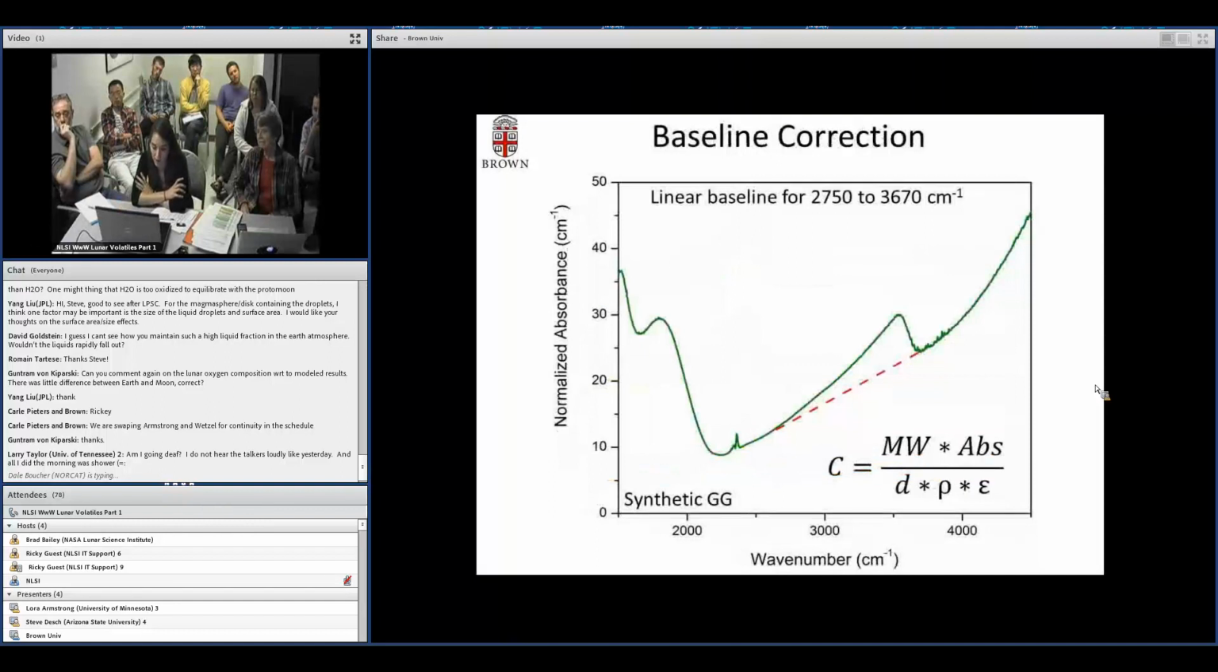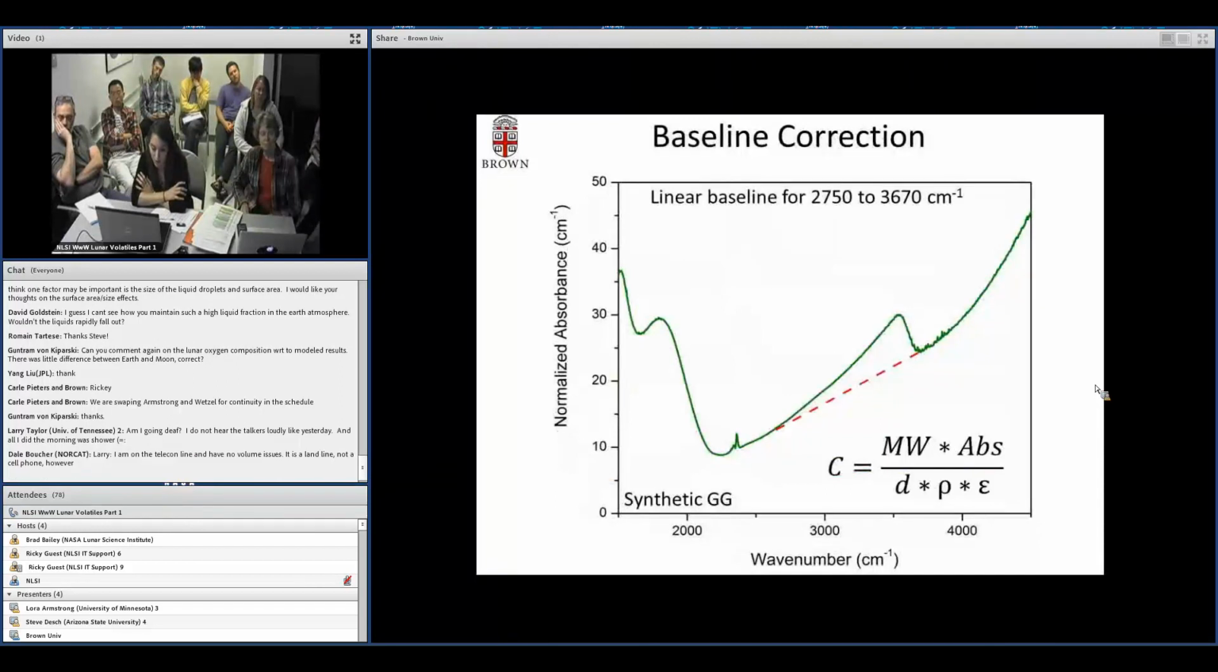So in order to tease out this water peak, what we'll need to do is do some sort of baseline correction. In order to do this, we looked through all of our experimental green, yellow, and orange glasses to come up with a methodology in terms of how we should best baseline correct the water peak.